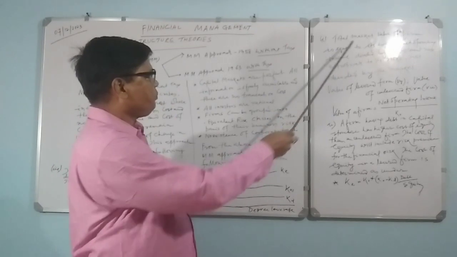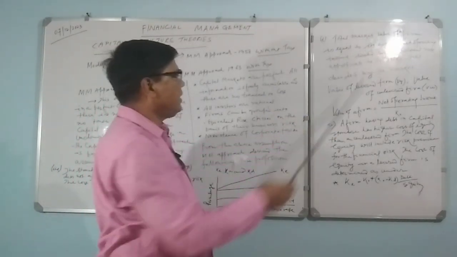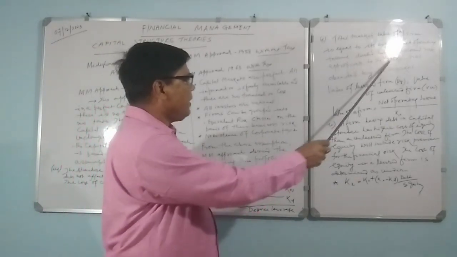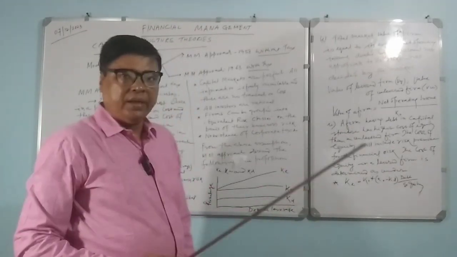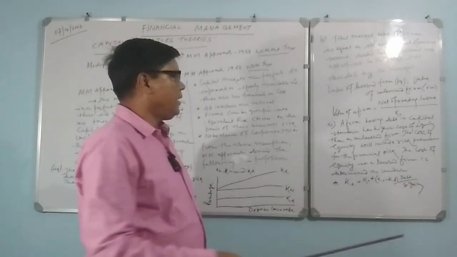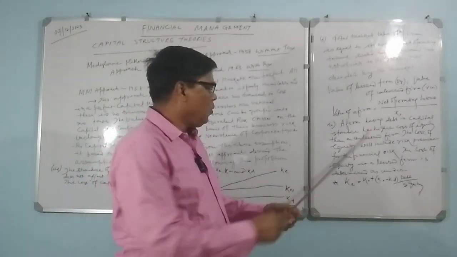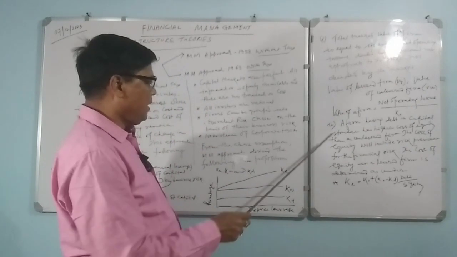This is one. Again, the market value equals the expected net operating income divided by the discount rate appropriate to its risk class decided by the market. Simply, value of the firm is equal to NOI, net operating income, divided by the overall cost of capital.